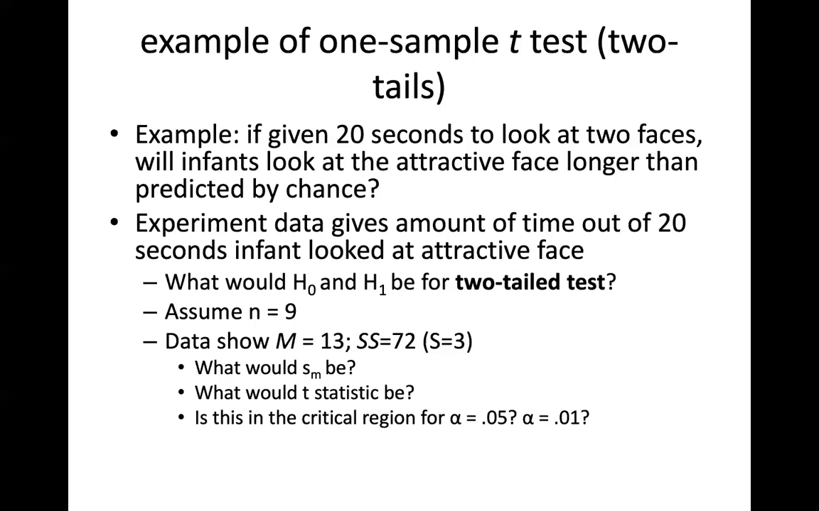So our null hypothesis was mu (attractive) equals 10 seconds. Our research hypothesis would be mu (attractive) does not equal 10 seconds, which would be considered a two-tailed hypothesis test because there are two different things that could satisfy this equation. One is mu attractive is greater than 10. The other is mu attractive is less than 10.